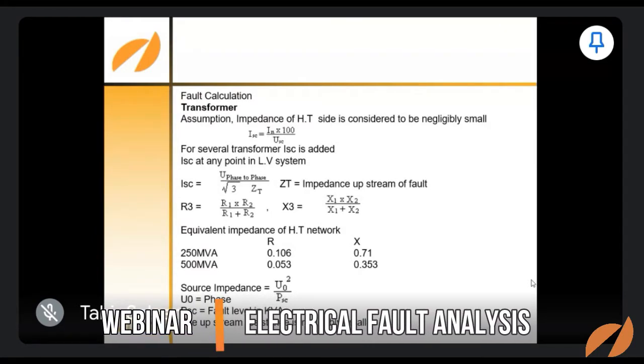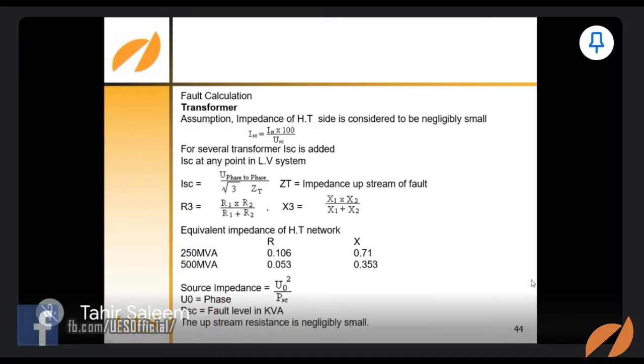Now let me move a little forward. So I will just explain this per unit method taken from a Siemens handbook. This is a simple calculation. These are the different formulas, and the assumption for the HT side is considered to be negligibly small.